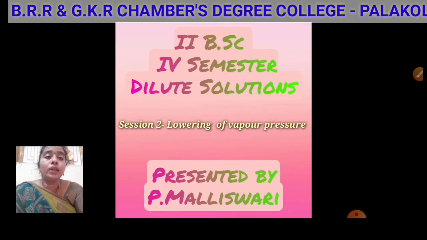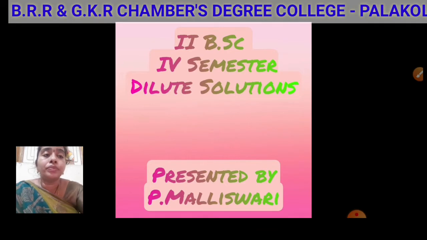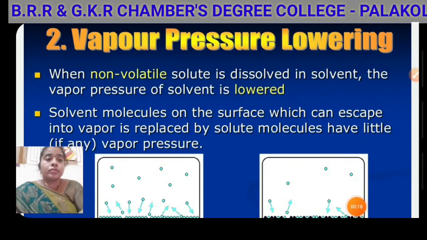Welcome to the chapter Dilute Solutions. In this chapter on dilute solutions, I will explain the first colligative property, that is relative lowering of vapor pressure. First, I will tell you about the colligative properties.